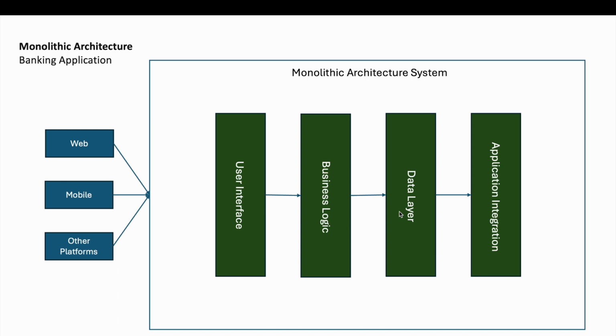If the bank wants to update just the way interest is calculated, the entire application might need to be redeployed, not just the interest calculation module. Let's look at a real world analogy. Monolithic architecture is like a single engine airplane where all components, engine, wings, fuel system, are integral. If the engine needs an upgrade, it impacts the entire airplane operation.